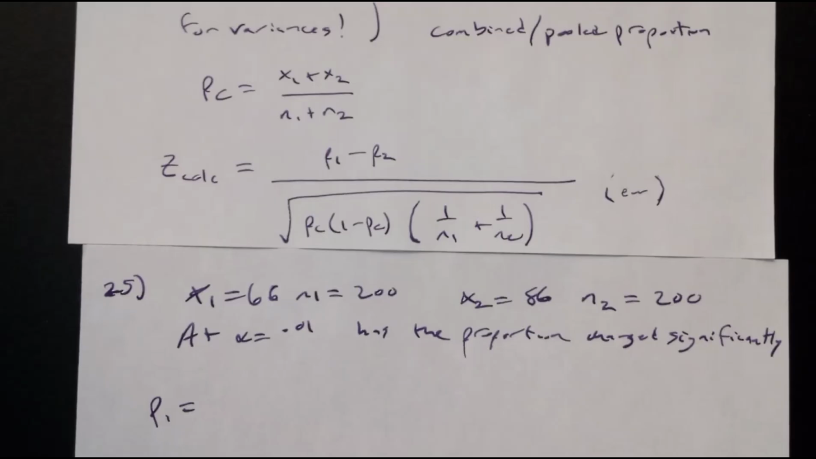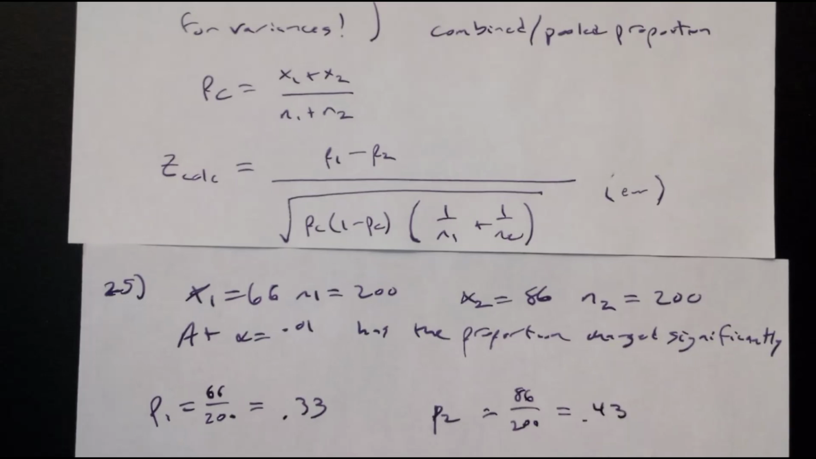The 2022 survey showed 66 people paid by debit card. What's the proportion? 66 divided by 200, or 0.33. How about in 2023? 86 divided by 200, or 0.43. So the number went 10% higher. Is this statistically significant at a sensitivity of 0.01?